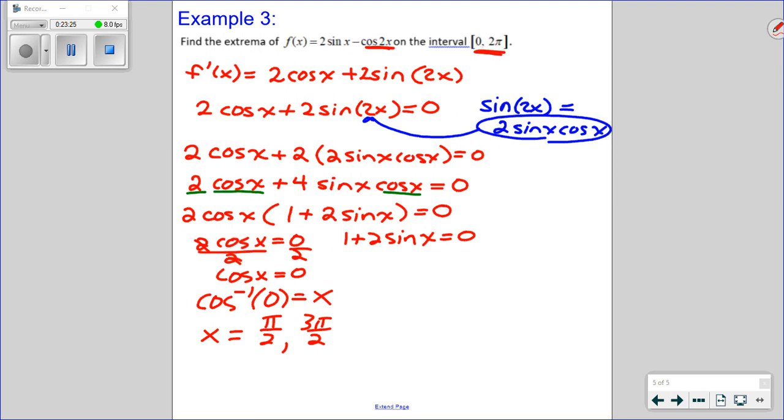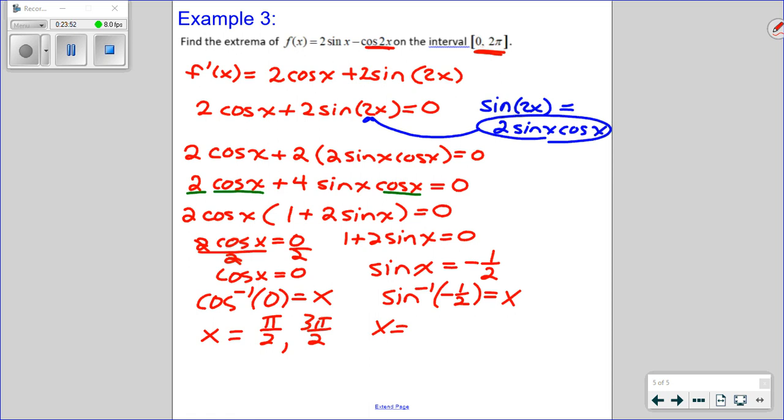All right, then we're going to solve the second equation. We're going to get sine of x by itself. So we're going to subtract 1 and divide by 2. And this will become sine of x equals negative 1/2. And then we'll use our inverse trig function. And then again, we're going to think to our unit circle. Where is sine equal to negative 1/2?